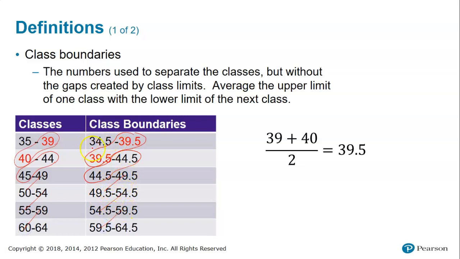And then we have to go back and figure out the first class and the last class. So what we notice here is that the class width, which is the difference between successive lower class limits, the class width is 5.